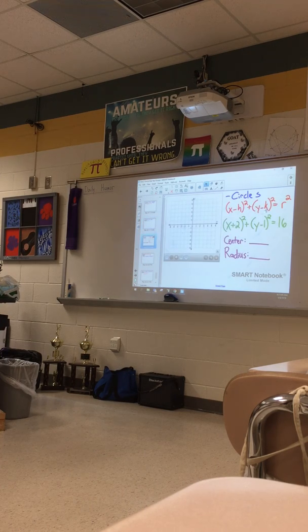Okay, circles. Here's the equation of the circle. (x plus 2) squared plus (y minus 1) squared equals 16. What is the center? Negative 2, 1. Negative 2, 1. Flip those signs. What's the radius? 4. Good.